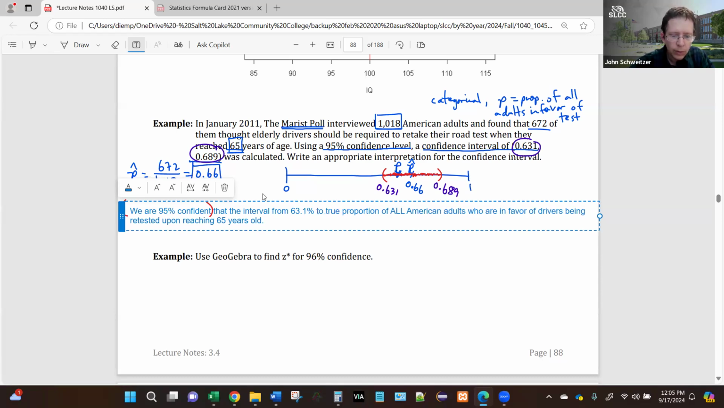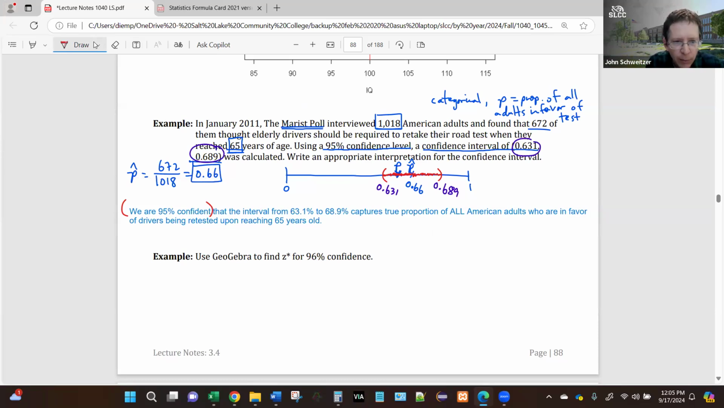63.1% to 68.9% captures, there we go, the true proportion of all American adults who are in favor of drivers being retested upon reaching 65 years old. Okay, yeah, thank you, Polly.